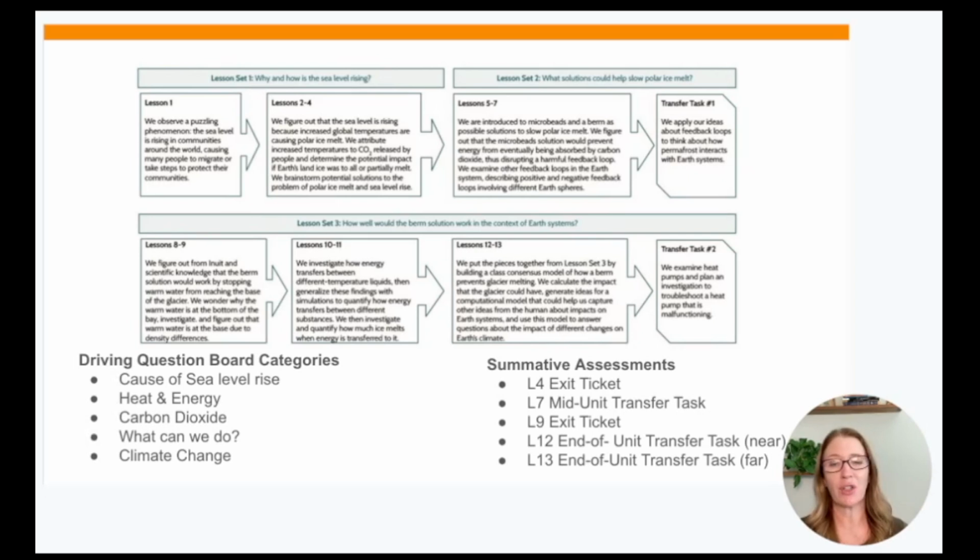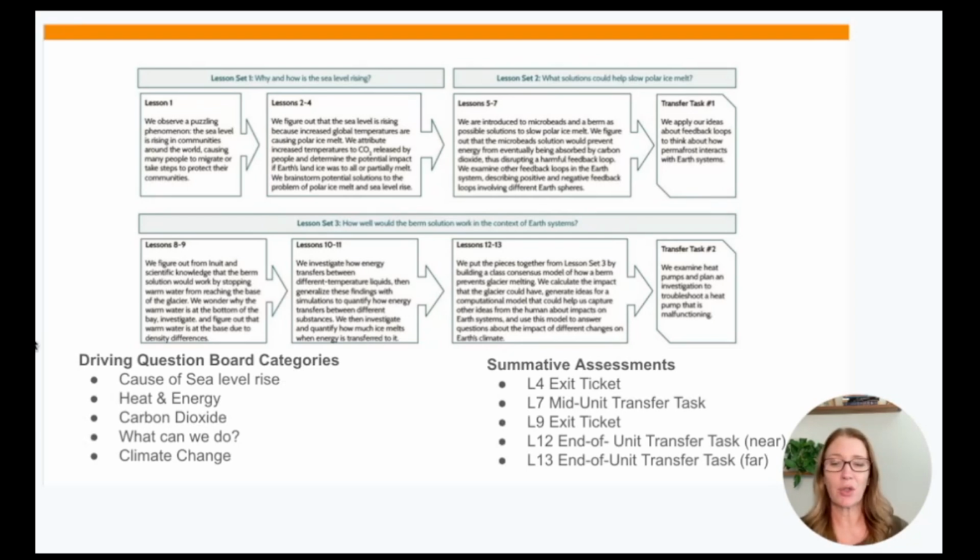We talk about climate change and CO2, and then it sets us up to think about, well, what can we do about this? Lesson set 2 introduces 2 different solutions, and we're going to really investigate the first solution, which is the microbeads. There's a transfer task at the end, which will have an assessment over all the big ideas developed so far. In lesson set 3, we're going to investigate more about that second solution, which is the berm solution. In lesson 12, we take an individual assessment about the berm solution, and then a transfer task at the end, which is lesson 13. That is about a heat pump. So it's a transfer task.